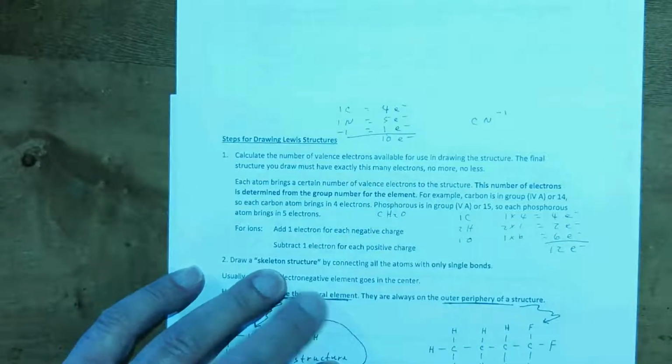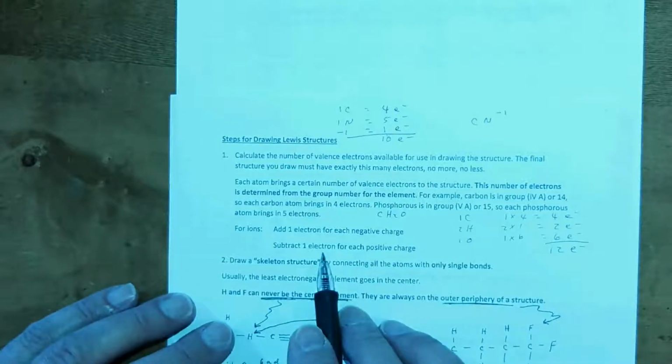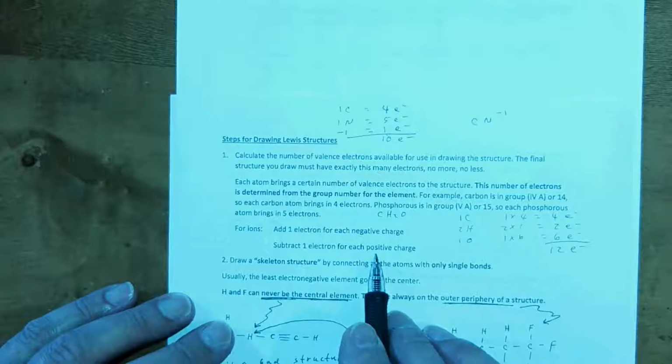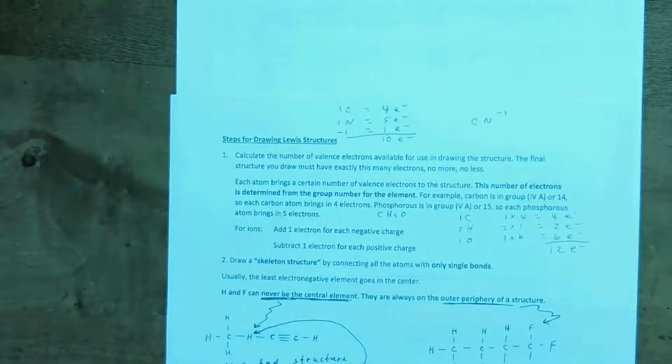Any polyatomic ion that happens to have a positive charge, you subtract 1 electron for each positive charge. I know it seems backwards, subtracting for a positive, but that's the way you count up electrons.